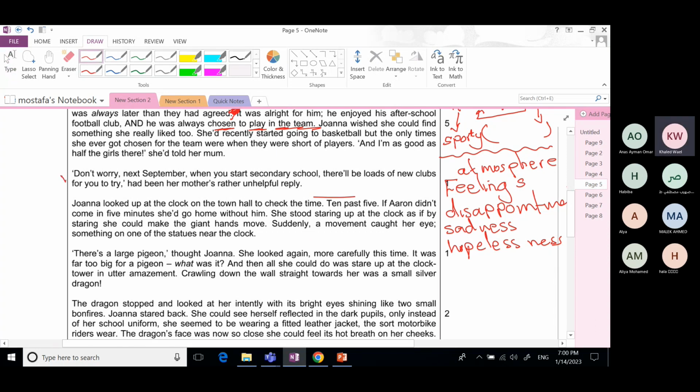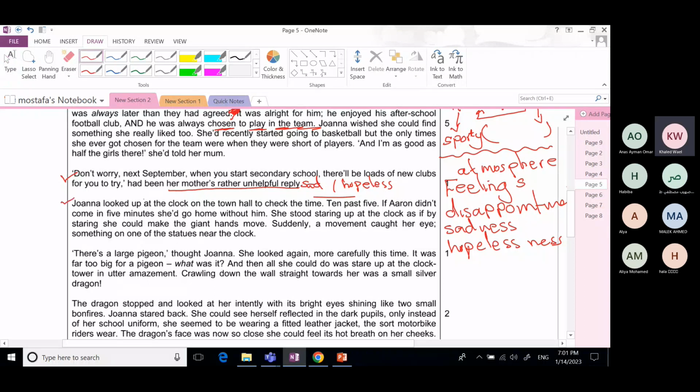Don't worry, next September, when you start secondary school, there will be loads of new clubs for you to try, had been her mother's rather unhelpful reply. Yes, Joanna. So this part of the line confirms that she is what? Very sad, or even hopeless, because what her mother told her didn't relieve her, didn't make her feel comfortable. Khalid, go ahead.